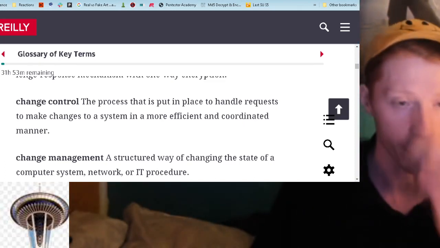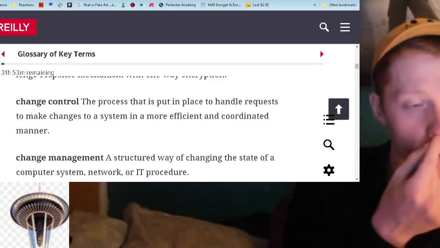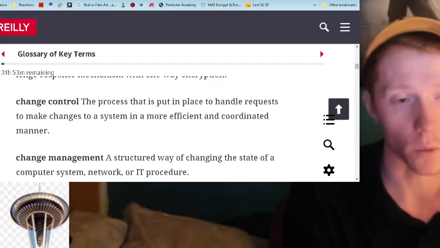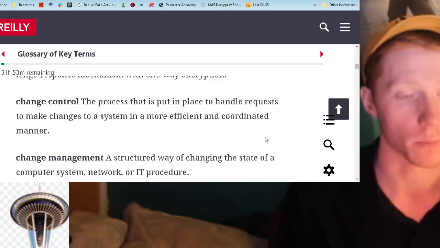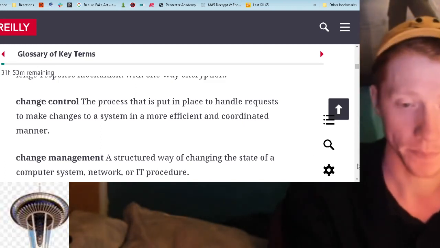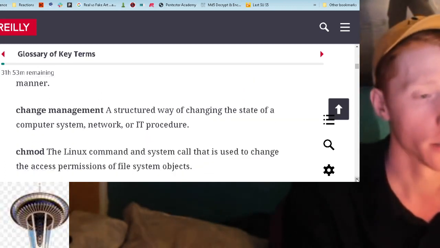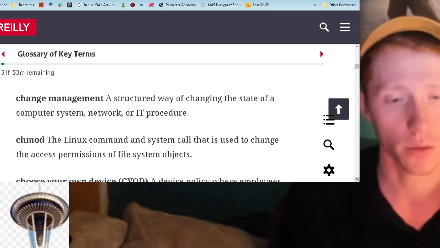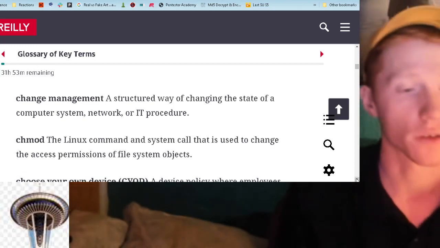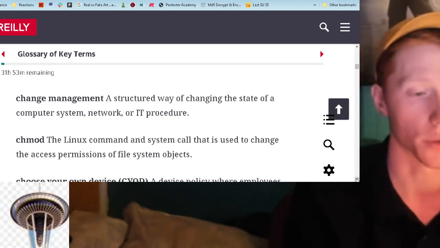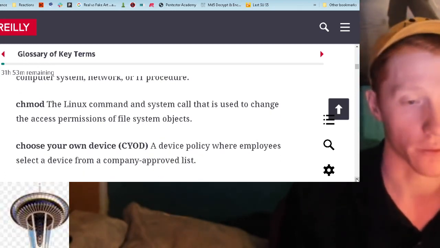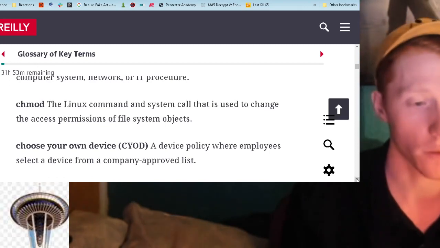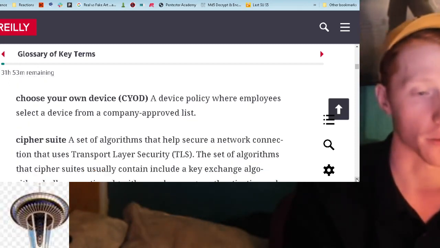The process that's put in place to handle requests to make changes to a system in a more efficient and coordinated manner. The change control. Change management. A structured way of changing the state of a computer system, network, or IT procedure. chmod is the Linux command and system call that is used to change the access permissions of file system objects.